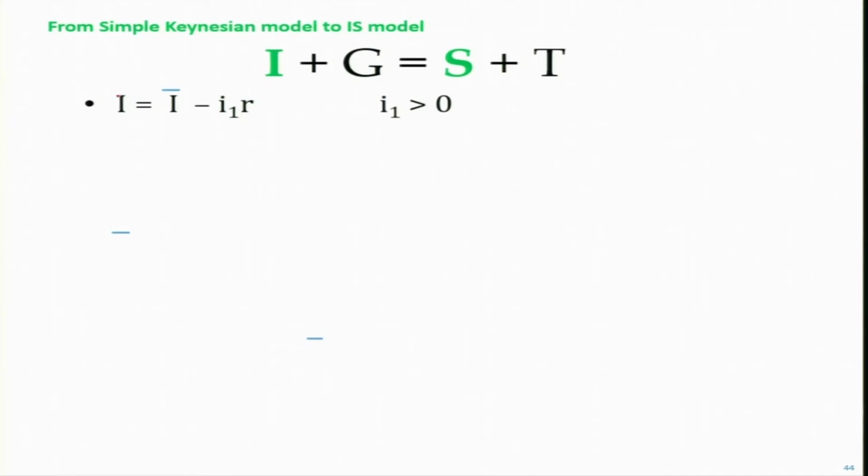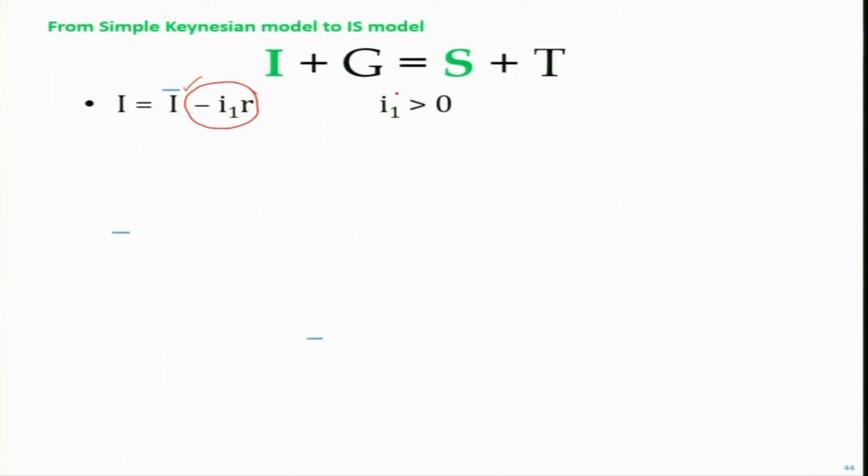Here, total investment is a function of the rate of interest. It is equal to the autonomous component, I bar, minus a term reflecting the inverse relationship between the rate of interest and investment. That is called interest rate induced investment. Investment is negatively related to the rate of interest, so here I1 is greater than 0, which means the induced component is greater than 0.